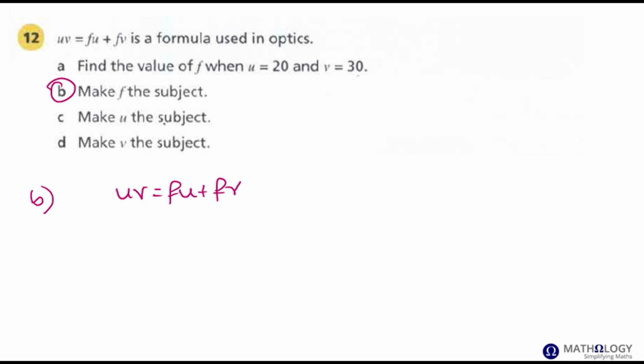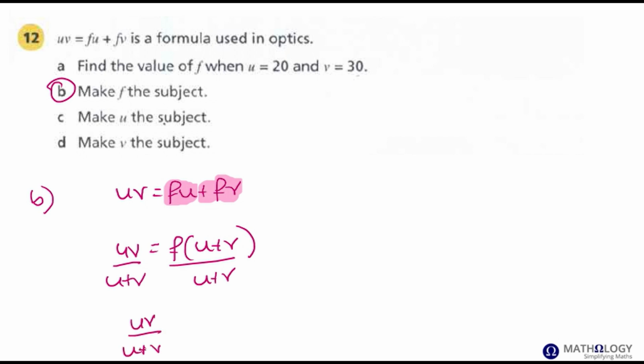So the two terms that we have that contain an f are these terms, fu and fv. So to make f the subject, we are first going to factorize, take out a common f on the right, and we have f times u plus v. Now, to isolate f, we divide both sides by u plus v. So uv over u plus v equals f. F is now the subject of the formula.